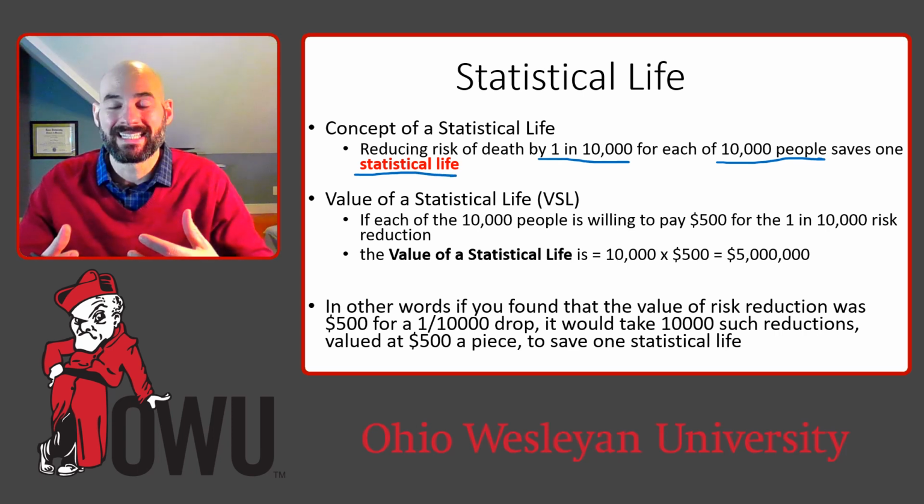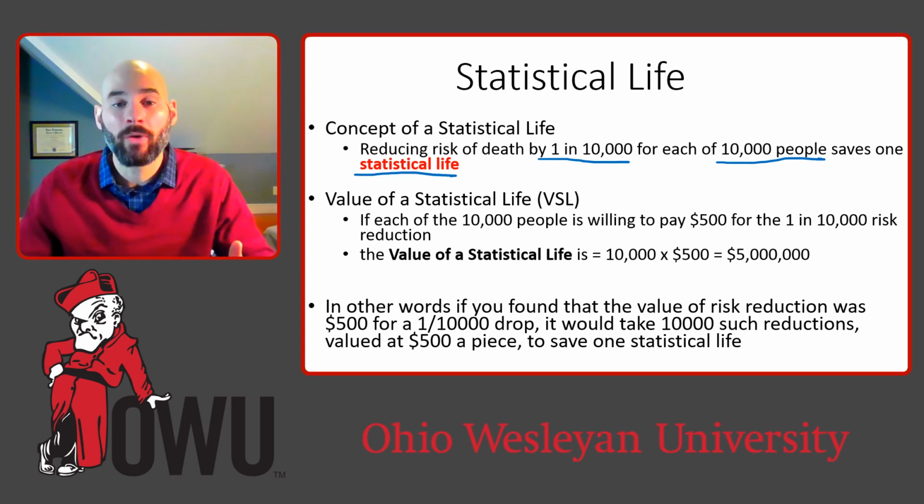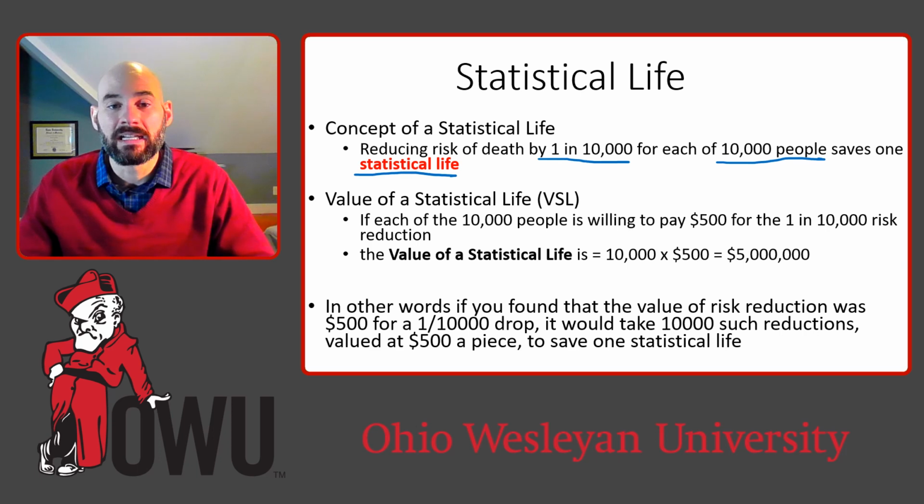So once again, this is not a particular person. This is on average how many lives will be saved? And for this risk reduction for that population, the answer is 1. So that's a statistical life. Now, the value of a statistical life is going to be the value that we attach to the reduction in risk, which would save that one statistical life.